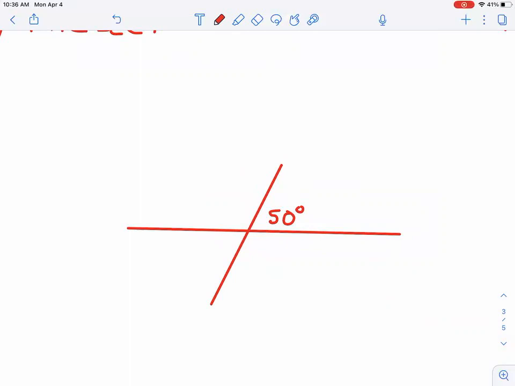Now, if you remember what we talked about before with linear pairs and vertical angles, we should be able to find all of those other three measures just by giving one. As soon as you know one measure, we should be able to find the other three. Because remember, the vertical angles, the ones that are across from each other, those are the same measures. So that will be 50 degrees also, because the vertical angles are congruent. They have the same measure.